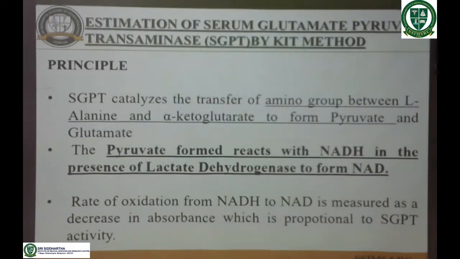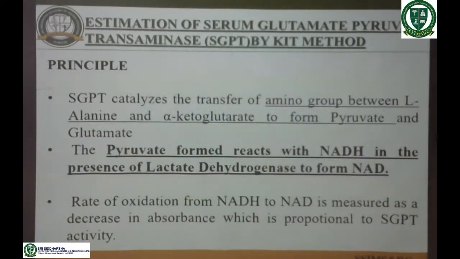So when it comes to the estimation of serum glutamate pyruvate transaminase, that is SGPT, by the kit method, the principle behind the experiment is as follows. SGPT catalyzes the transfer of an amino group between L-alanine and alpha-ketoglutarate, forming pyruvate and glutamate as the end products.